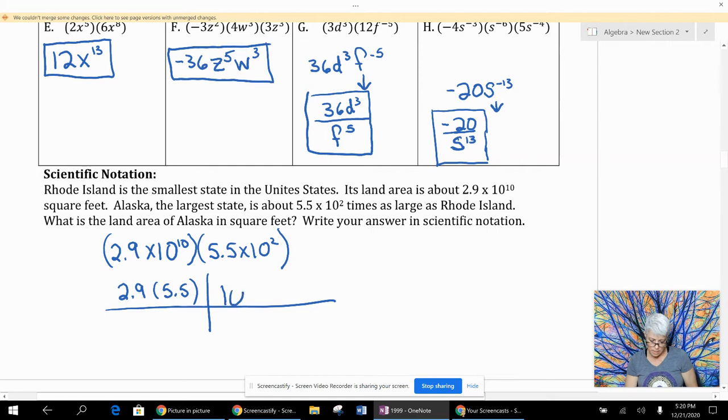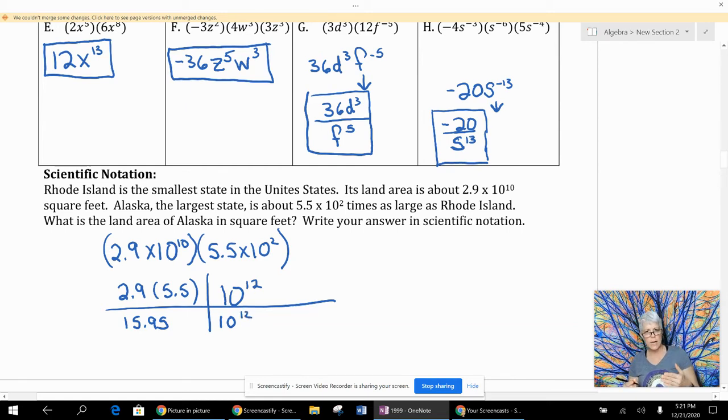It's 10 times 10 to the power of 12. All right. Now, if I multiply those two numbers together, what do I get? I get 15.95 times 10 to the power of 12.